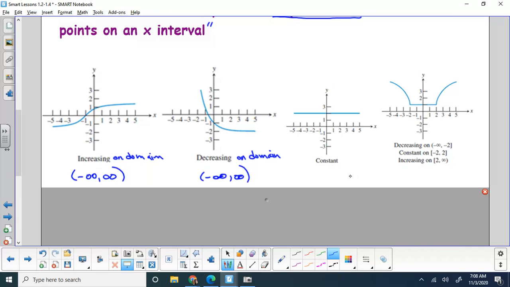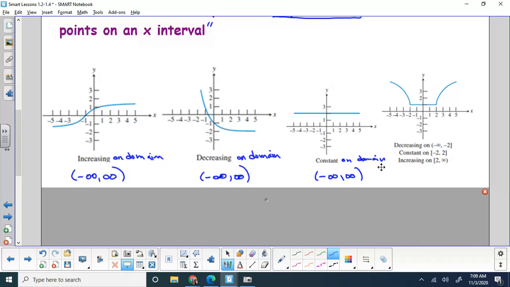And then the third graph is constant. Notice that the y values are not changing as I trace this function. It's just a horizontal line. So again, constant on domain, or you might say it is constant from negative infinity to infinity.